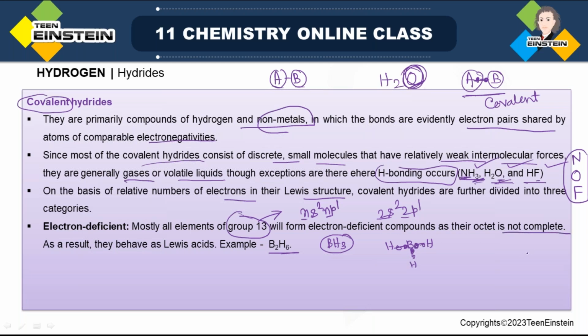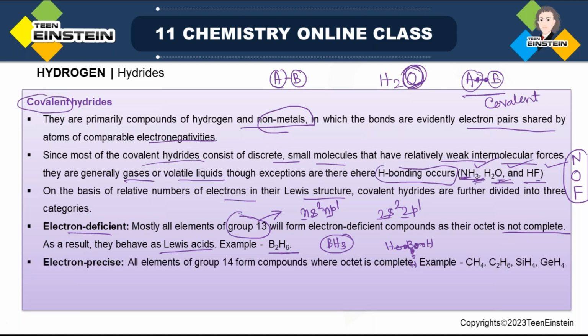If you take any other element from group 13, the same thing will be there. As the octet is not complete, for this type of electron deficient covalent hydride you can expect Lewis acidic behavior. Lewis acidic means the compound has a tendency to accept one more electron pair so that it can complete its octet, because the octet is a stable configuration. So this is the first category, electron deficient.